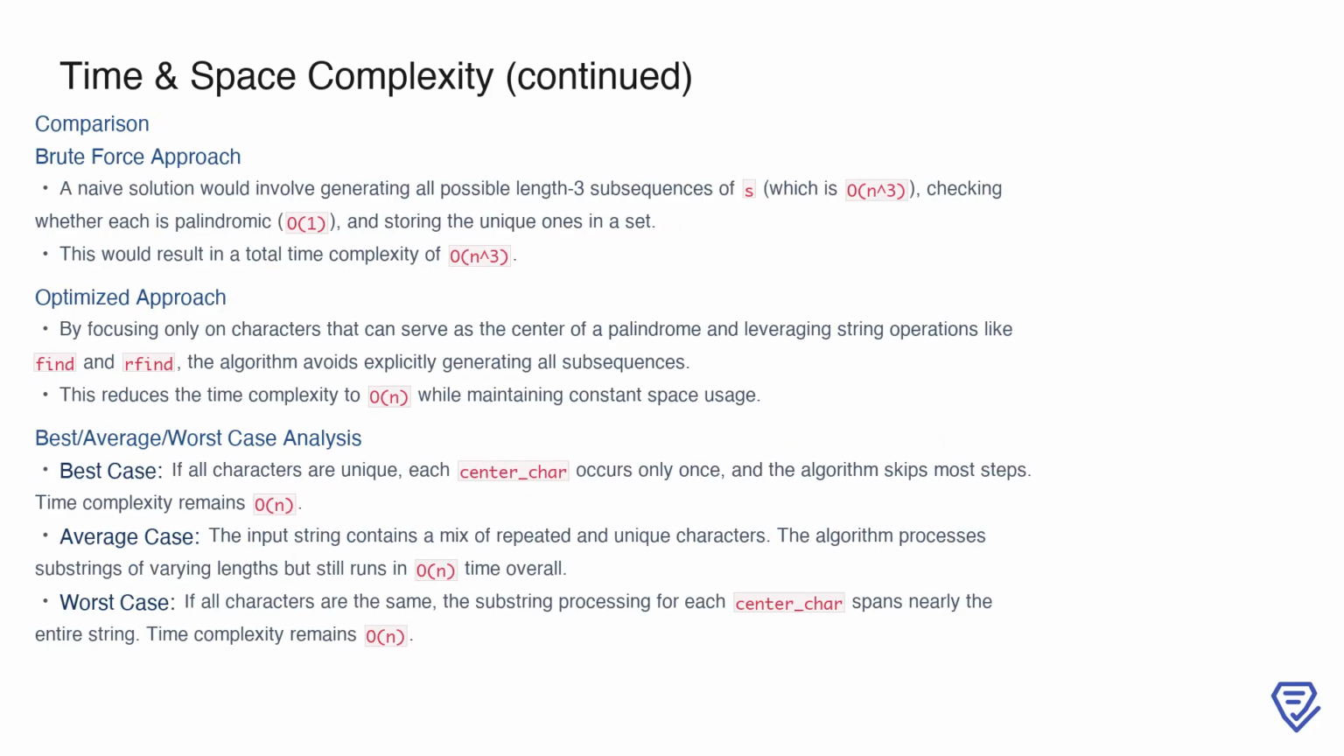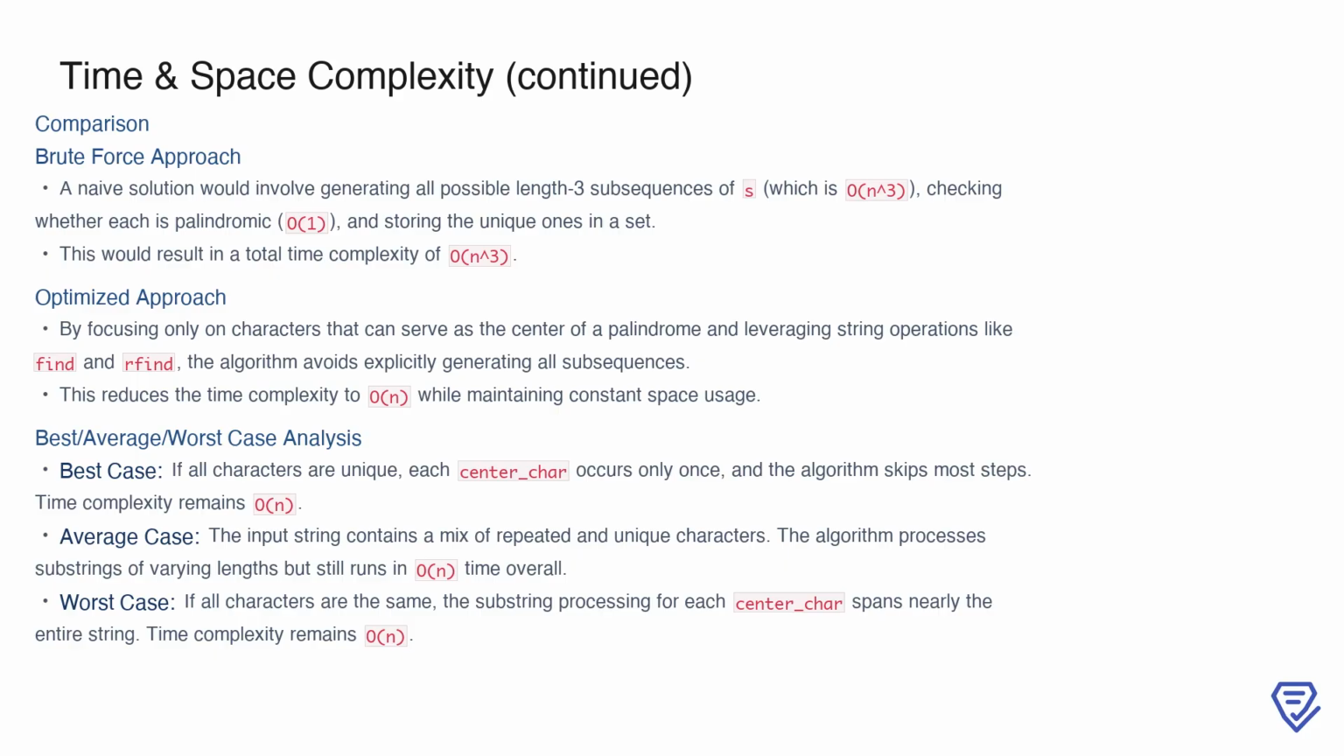Let's compare this optimized approach to a brute force solution for the problem. A naive method would involve generating all possible length-3 subsequences of the string s. Since there are O(n³) such subsequences, and checking whether each is palindromic takes constant time, the overall time complexity of the brute force approach would be O(n³).